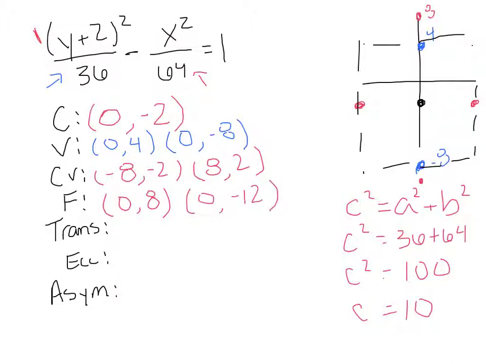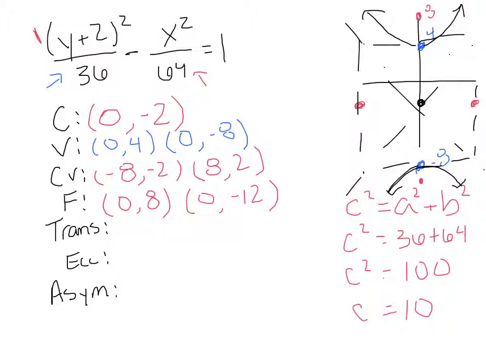Now we can finish up our graph. I'm going to sketch in my asymptotes. And then I'm going to draw my 2 branches, making sure to follow those asymptotes. They tell you how wide your branches are.